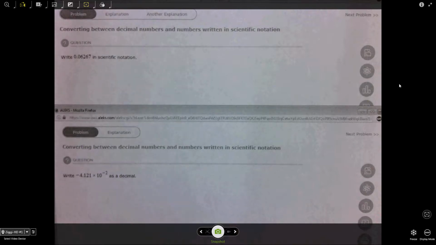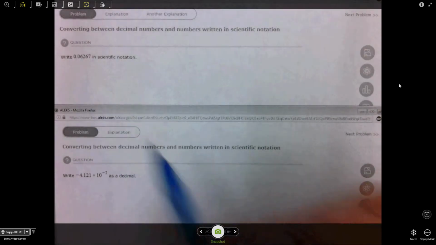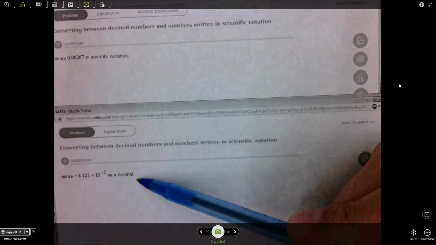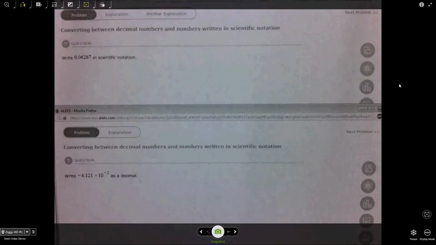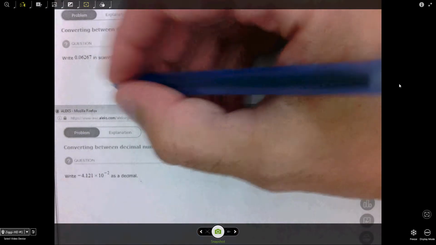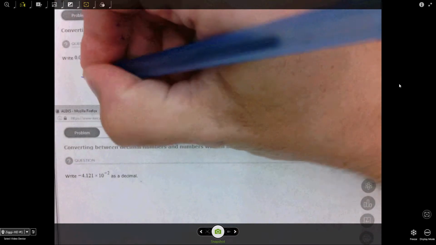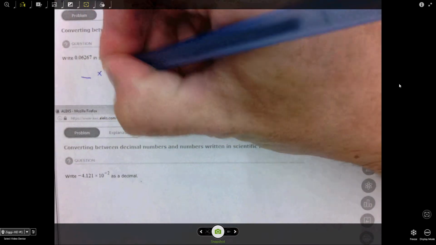In this question, we're asked to express a number in scientific notation and then convert a number from scientific notation back into a decimal number. So in this case, we need to go over the rules for writing a number in scientific notation. Scientific notation basically has three parts. It has a number on the outside times 10 to some power.